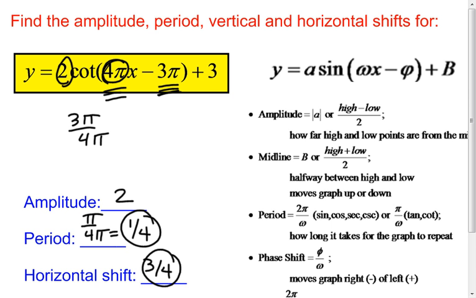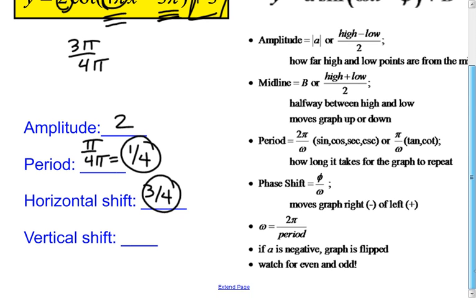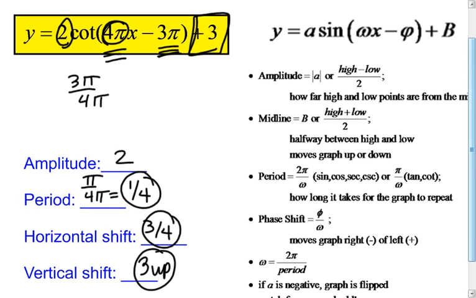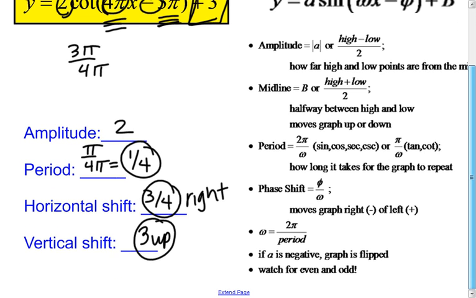And then your vertical shift, of course, comes from this number back here. So it does go 3 up. Okay, so +3. And I forgot to give you a direction on the horizontal shift. Again, when it's negative in here, it goes right. If it's positive, it will go left. So this one will go right. All right, hopefully that was enough of a quick review.